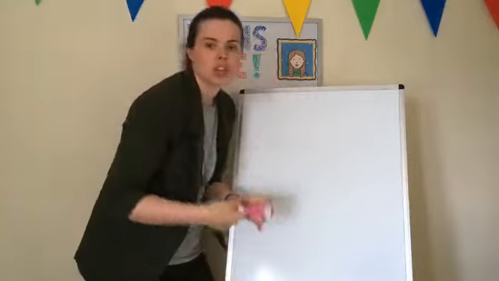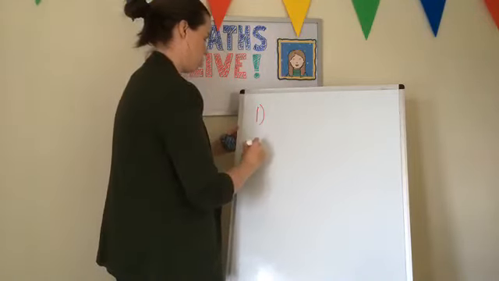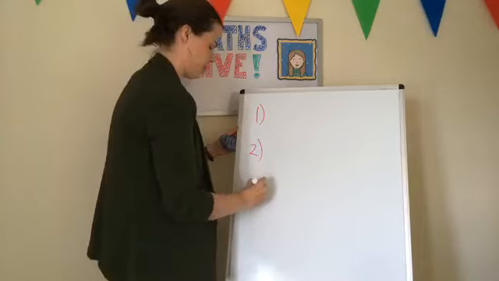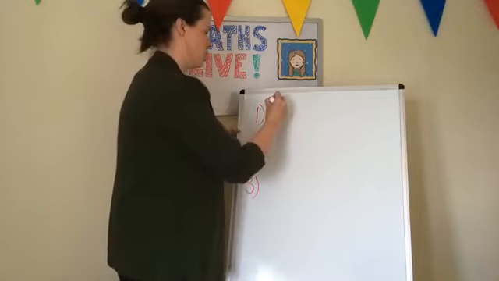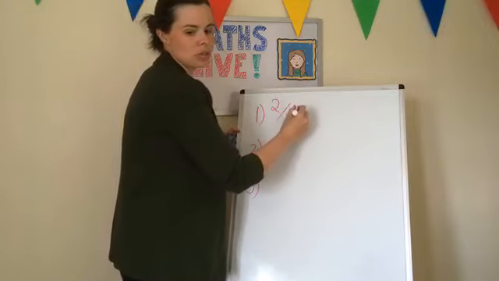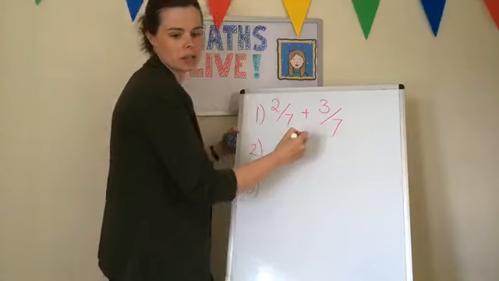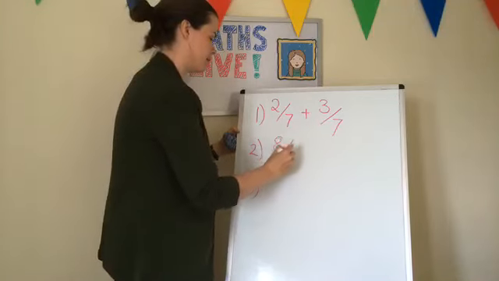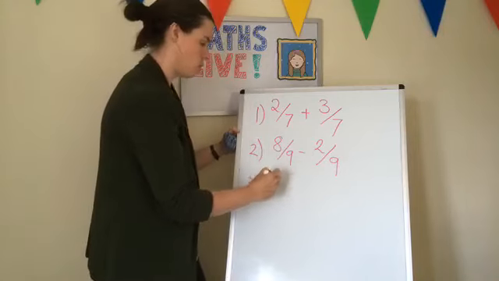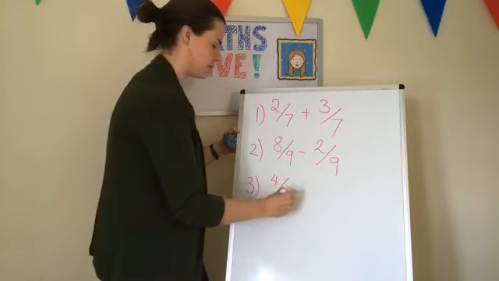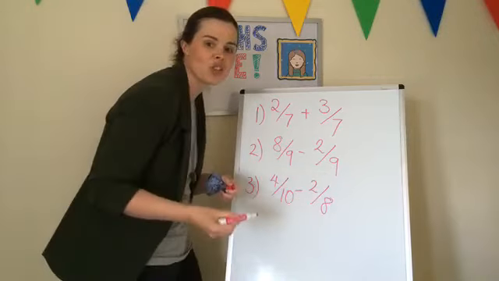Right, your turn now. 3 challenge questions. We have 1, 2, 3. First 2, nice and easy. Last one, a bit more of a challenge. So it was 2 sevenths plus 3 sevenths, 8 ninths take away 2 ninths, and the last one, 4 tenths take away 2 eighths. Give those a go.